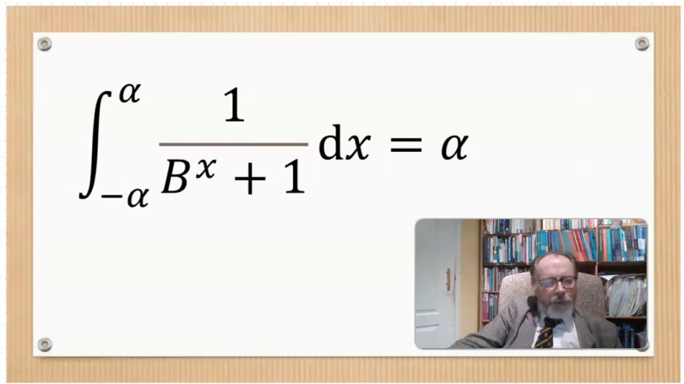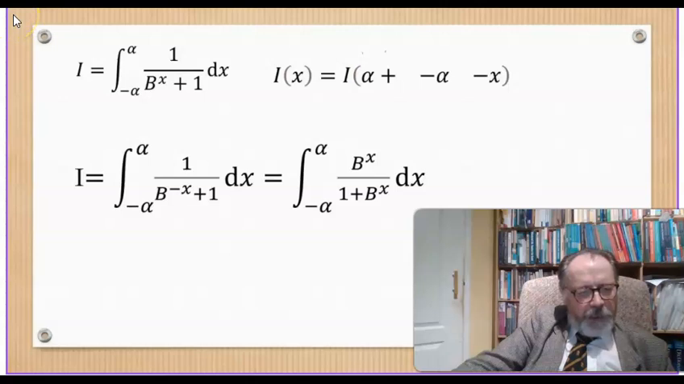Today we are going to prove the result shown on the screen, that the integral between alpha and minus alpha of 1 upon b to the x plus 1 dx is equal to alpha. And we are going to do this using the King's property of integrals.